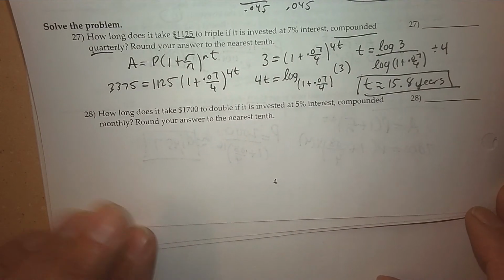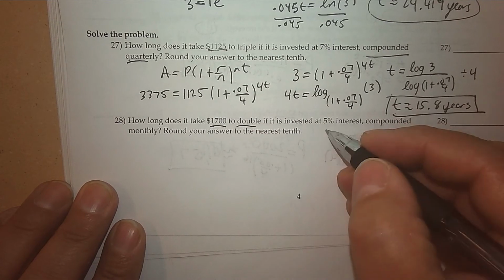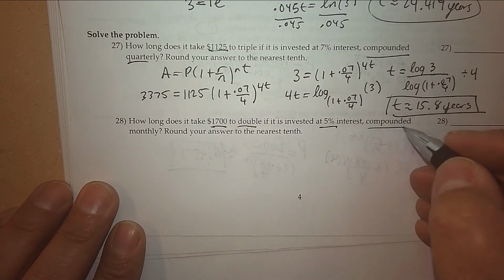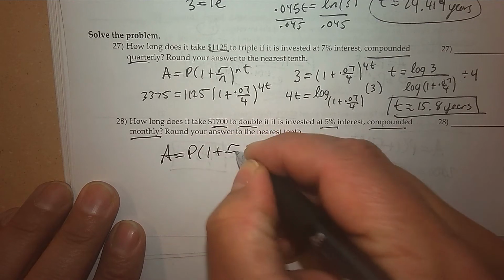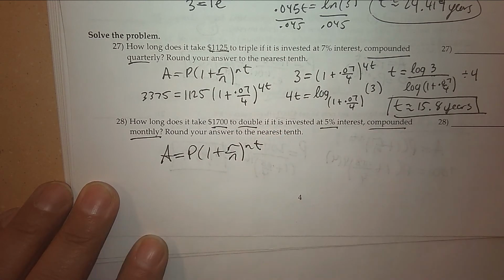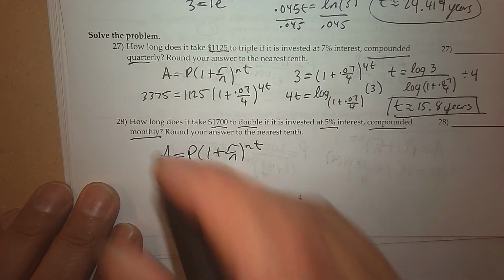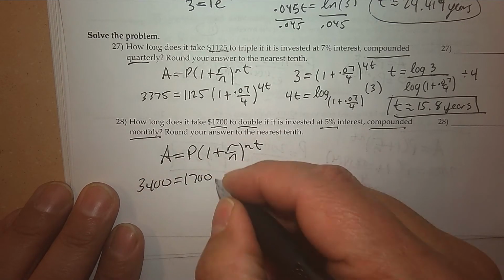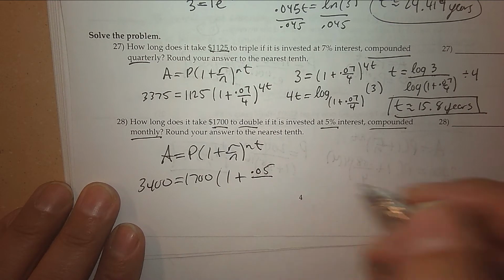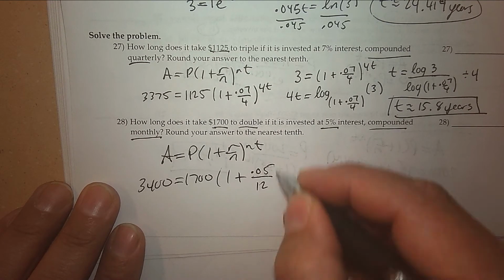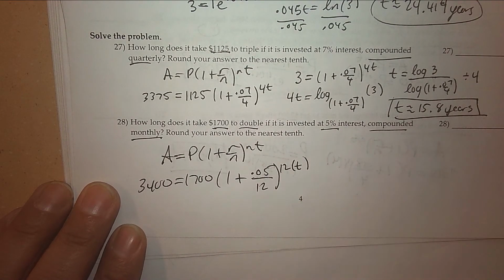All right, number 28. How long does it take to double 1,700 if it's invested at 5% compounded monthly? So write this down. Compounded monthly is the compound interest formula. You could pick any two numbers that double, but I'll stick with 1,700. If you double it, it's 3,400. The interest rate is 5%. Compounded monthly means 12 times a year. And then we're looking for t. We don't know how long that will take.